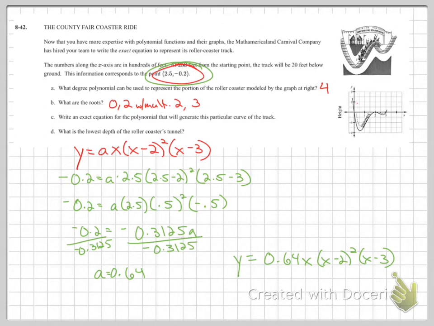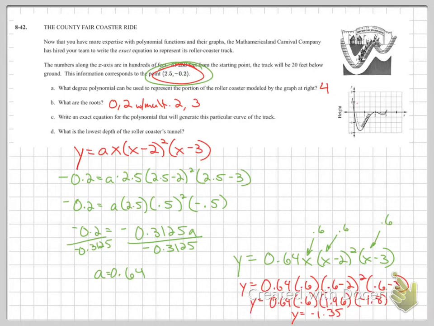What is the lowest depth of the roller coaster's tunnel? So if we look at the graph really closely, it looks like the lowest point happens around 0.6. So you're going to want to plug in 0.6 to the x's to get the lowest point. Again, you're going to need a calculator. So to find the last answer, plug in 0.6 and see what you get. When I plugged it in, I got negative 1.35, but remember that's hundreds of feet, so below ground 135 feet.